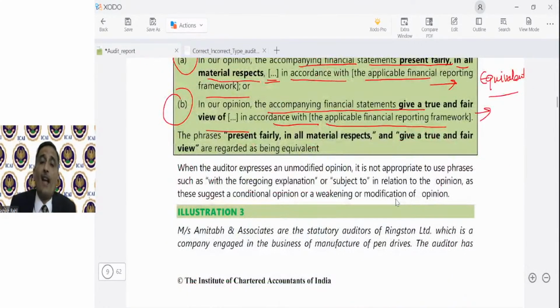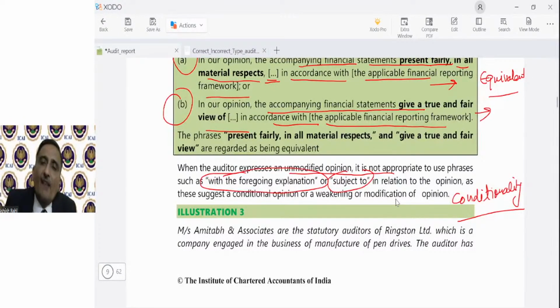So guys, when the auditor expresses an unmodified opinion, he does not use the words subject to, as I have told you with the foregoing explanation, because these words suggest some conditionality. So when the auditor gives an unmodified opinion, he straight away gives an unmodified opinion. Everything is okay. Okay.